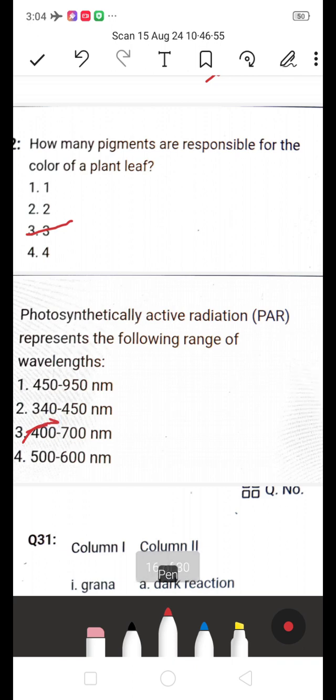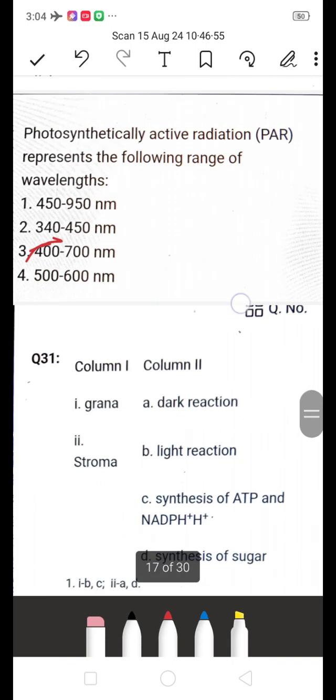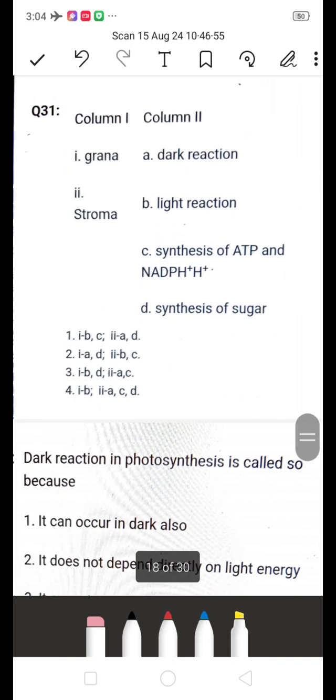Third option. This is the right answer. Next one. It's a column 1 and column 2. మనకి ఇలా column 1 column 2 అనే ఎగ్జామ్లో ఇస్తారు.